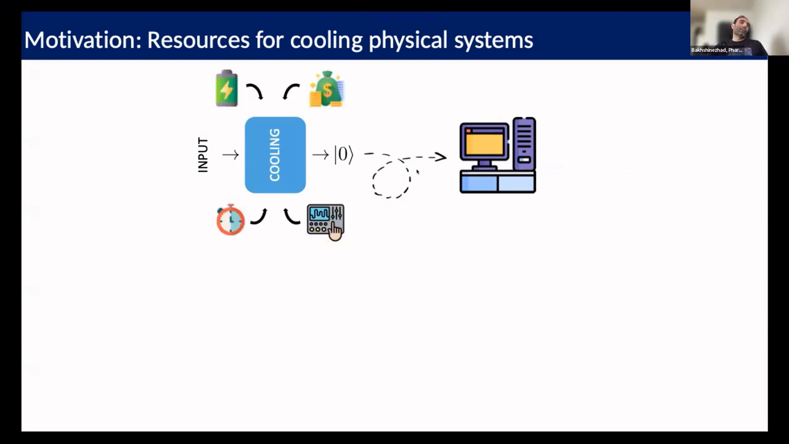For example, when you are cooling and doing the operation, you need time and you need money, of course, and you need energy, and also you need to have control over these systems to properly do the process you want. In this way, you can cool the system for doing the task. But in general, from the thermodynamic perspective, we want to know what the main resources are, and how we can answer this question.